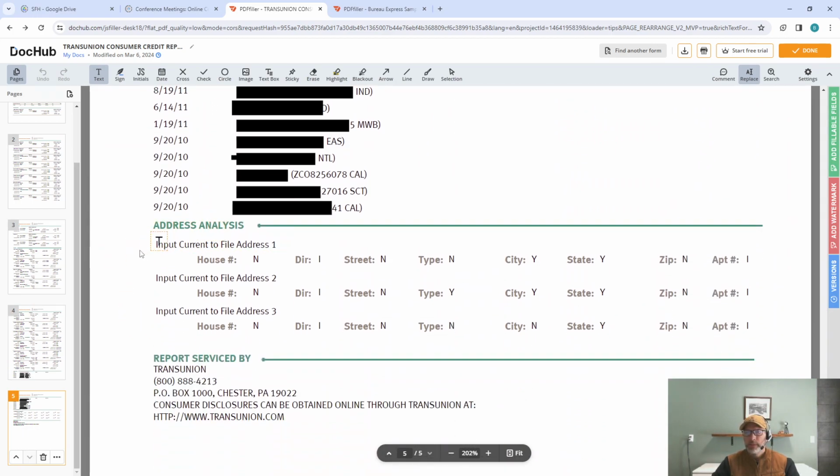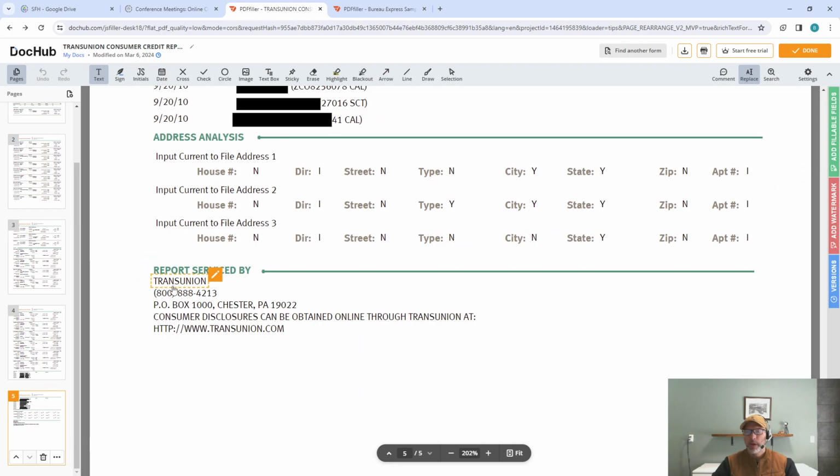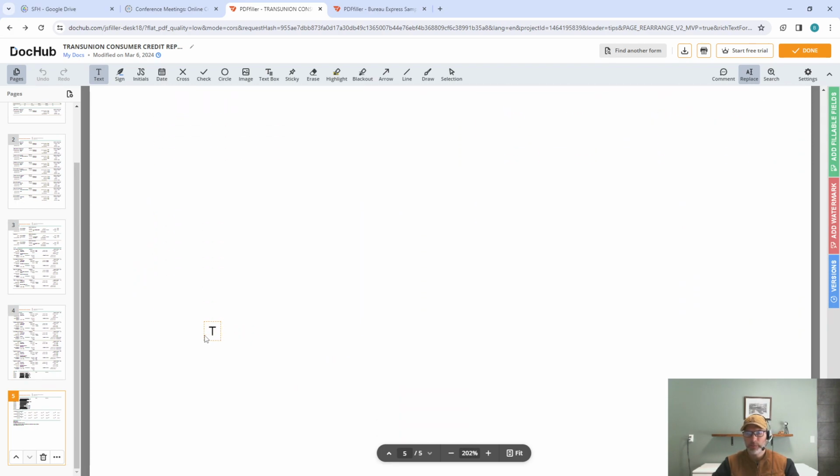The address analysis, this talks about the input current, so what they input when they typed in the information to request this credit report, to the file address. It tells you no, they're not at the house, and it gives you some additional information here. And then it talks about who this report came from. You can see it's TransUnion and their contact information.